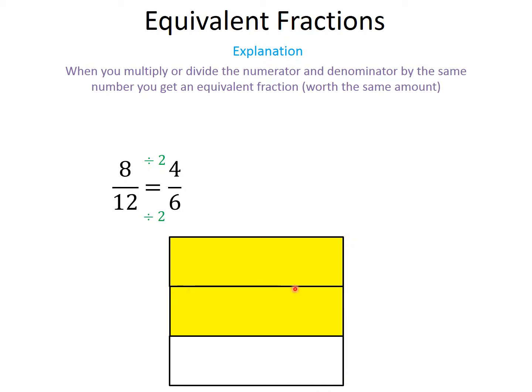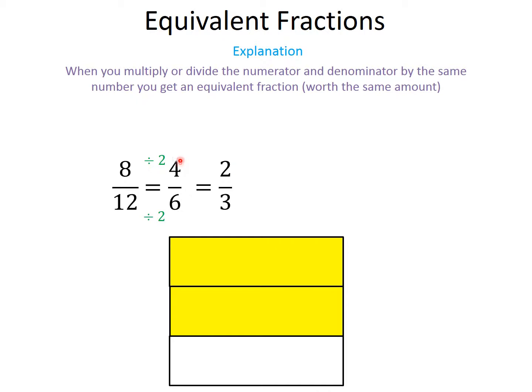I couldn't just take out this line here, for example, because then this section here would be much bigger than that one. But as long as I've got equal sections, and as long as the shaded area is taking up exactly the same amount, I've got another equivalent fraction. And so this one is 2/3. And so 8/12 is the same as 4/6 and the same as 2/3.